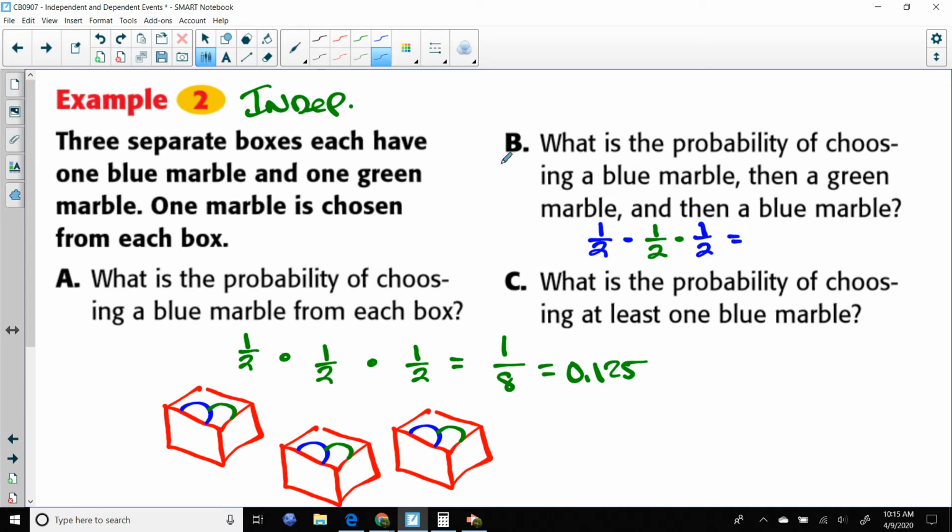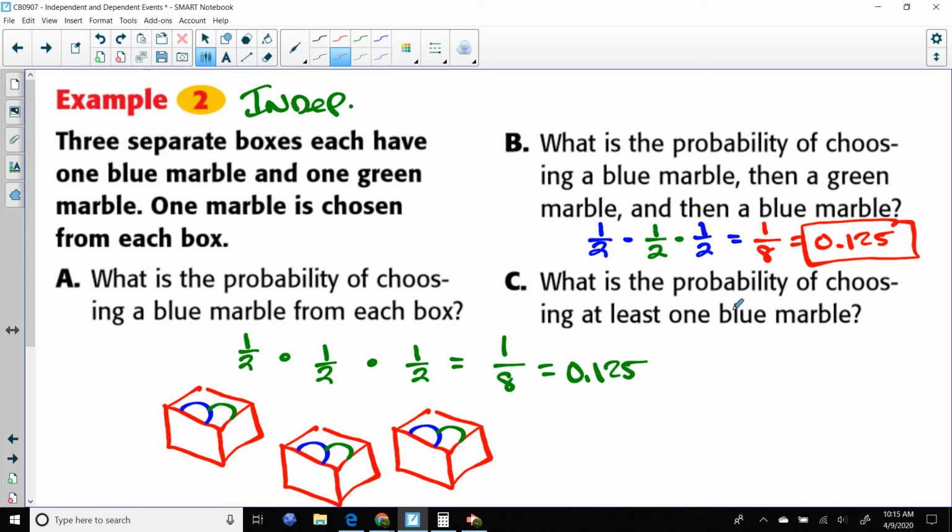So if I multiply those together, I'm still going to get 1 times 1 times 1, which is 1, 2 times 2 times 2, which is 8. And then I still end up with that 0.125. It doesn't change. It's the same. And the reason why is because the odds of getting a green one and a blue one aren't any different.